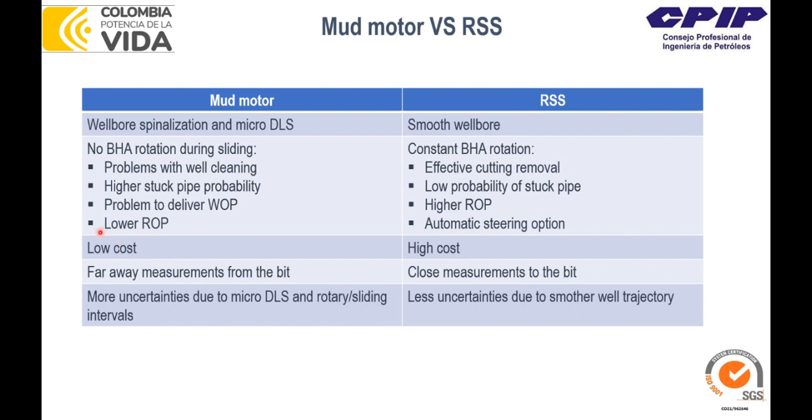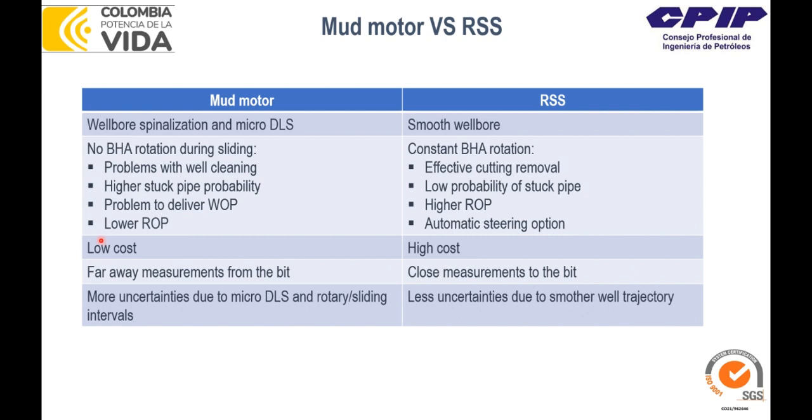Next one, of course, the mud motor is low cost. There is a huge number of different mud motors on the market, produced in many countries by many manufacturers. And it's really low cost, easy to maintain, easy to transport. The rotary steerable system is much higher in price. It can be a few times more expensive than the mud motor for the same well.